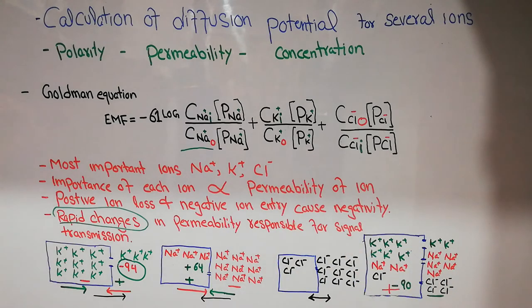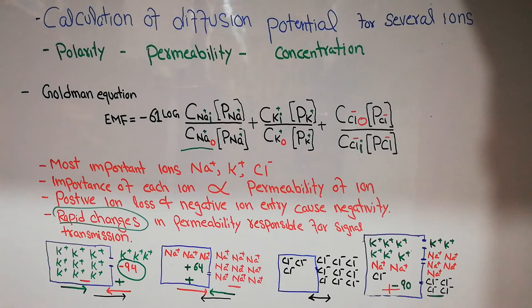outside the cell. But the charge on both the inside and outside of the cell will stay the same. The resting membrane potential will stay the same. It will be minus 90. It's minus 86, but the sodium potassium pump also contributes.